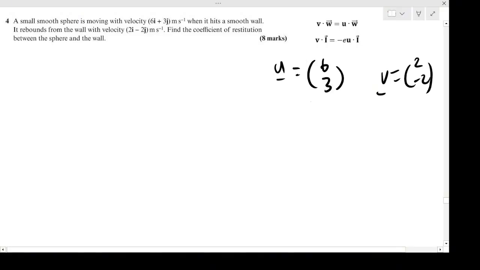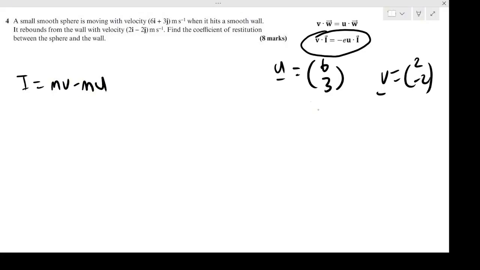Now, I don't even really need to draw a diagram, because it's asking me for the coefficient of restitution, so it's going to involve this equation here. I'm going to need to find I, but I can work out I because I know what u and v are. I can just work out I by doing mv take away mu. You'll notice I'm not told a mass here, but that's fine because all I care about is the direction vector, not the actual impulse vector. I just want a multiple of it, a direction.